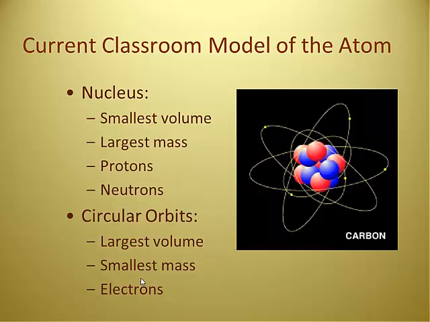That center thing, isn't it more like a cherry pit kind of a deal? Oh yeah, this is kind of like a cherry pit. It's really small. And then the circular orbits going around on the outside, that's where the largest volume of the atom is taken up. You know, it's space. There's nothing there. The electrons are there, aren't they? Yeah, that's where the electrons are, and they have the smallest mass.